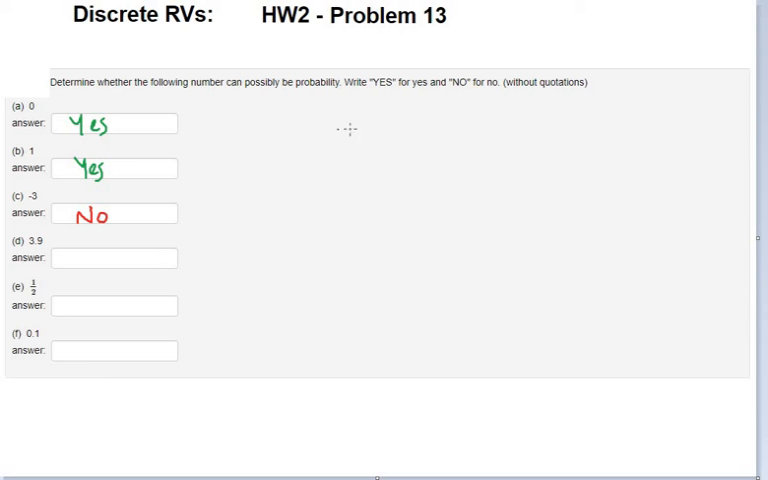Probability has to be a number between 0 and 1. 3.9 cannot be a probability because it is a number greater than 1. 1/2 is a probability, it is less than 1 and greater than 0. And likewise 0.1 is a probability.